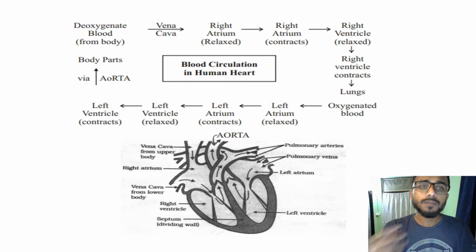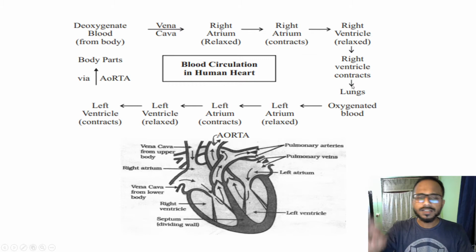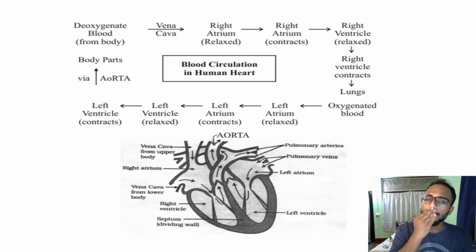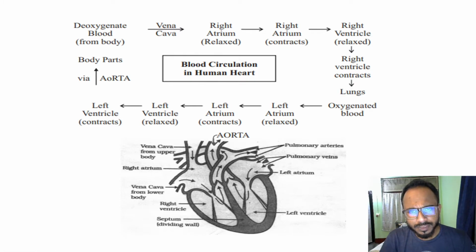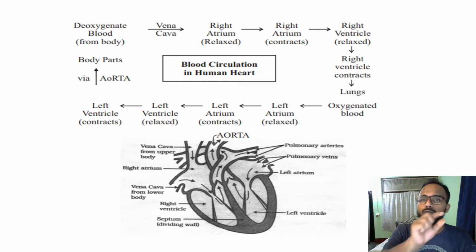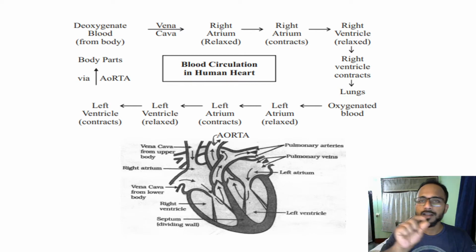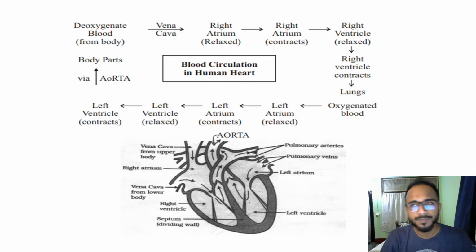Again, from different parts of the body, similarly through the vena cava, there again the right atrium is relaxed, the right ventricle is also relaxed, the right ventricle contracts, and then it comes to the lungs. Then it is a circular process. So from here, what I can say is that this is just a pictorial representation, okay? You need to go through the lines. I will give you the notes later on, but you need to go through the lines given in your book to understand this very easily.